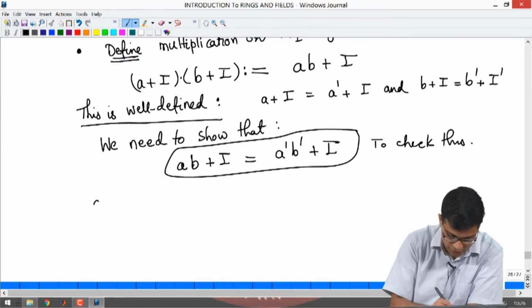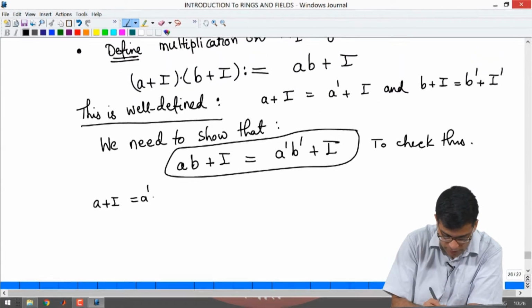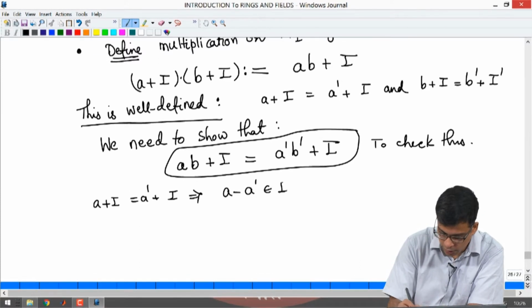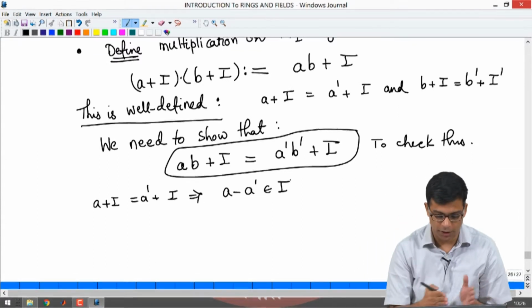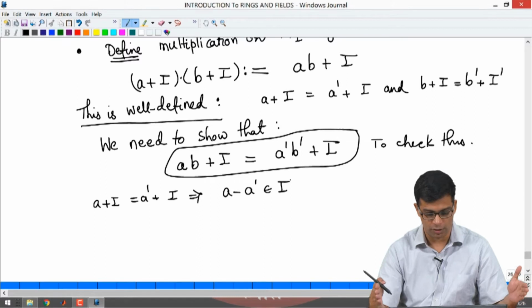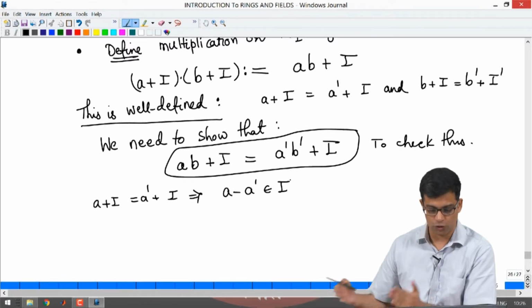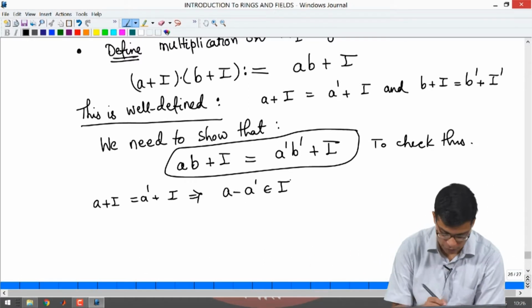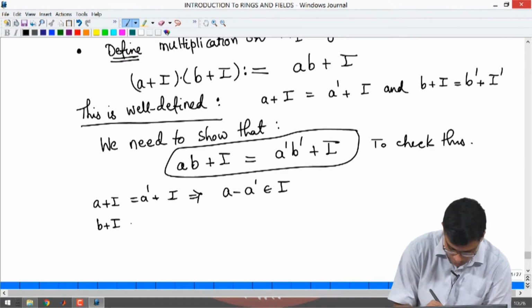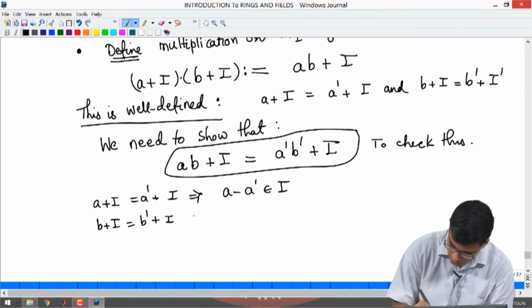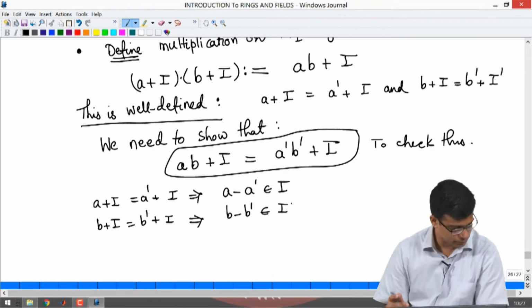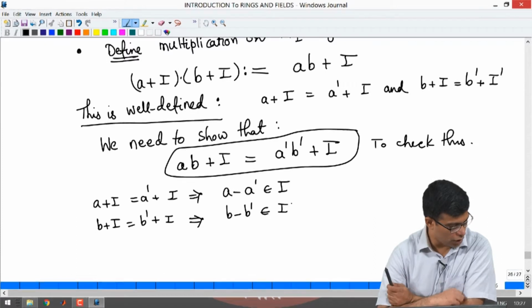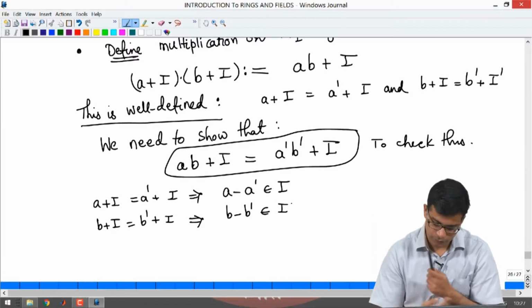Okay, now let us use the fact that a plus I is a prime plus I. This means a minus a prime is in I. This is a property of left cosets: if two elements of the group are in the same coset, that means their difference is in that subgroup. Similarly, b plus I is equal to b prime plus I implies b minus b prime is in I.